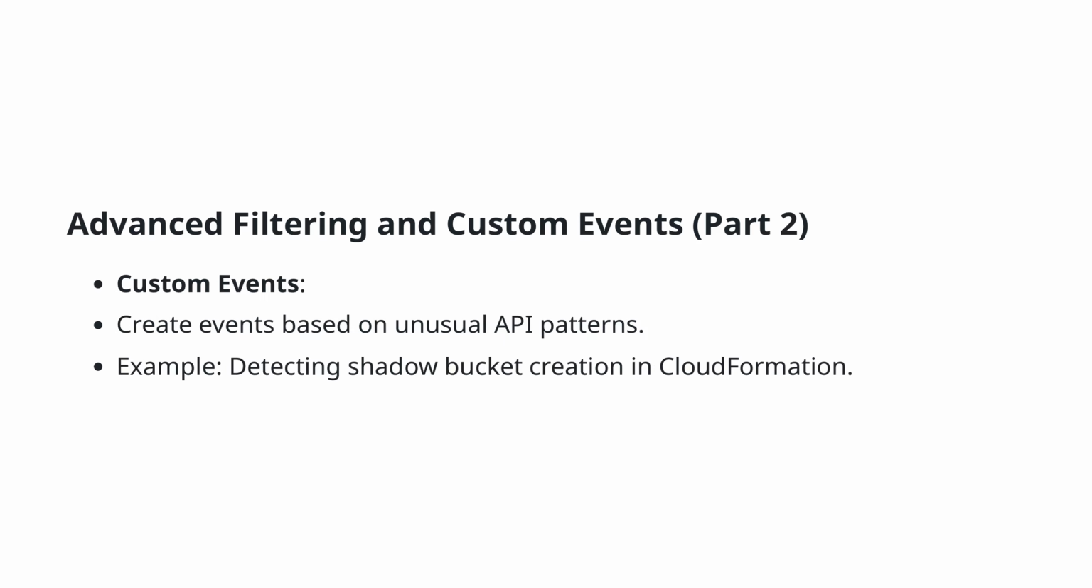In this section, we'll continue our discussion on advanced filtering and custom events, specifically focusing on custom events. Custom events allow you to create events based on unusual API patterns, enabling finer control over your monitoring and security. For instance, you can set up a custom event to detect shadow bucket creation in CloudFormation. This can help identify potential security issues early by flagging unexpected behavior that could signify a breach or misconfiguration. By leveraging these capabilities, you'll be able to enhance your security posture, ensuring more effective and efficient monitoring of your AWS environments. Now let's move on to a real-world application of these concepts.